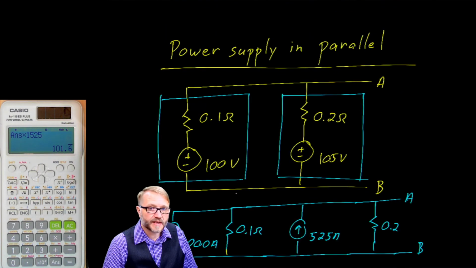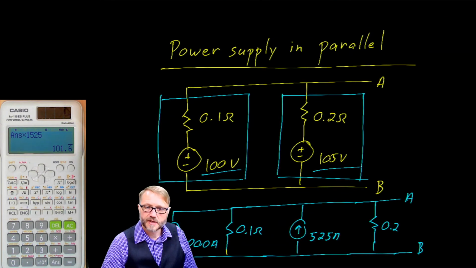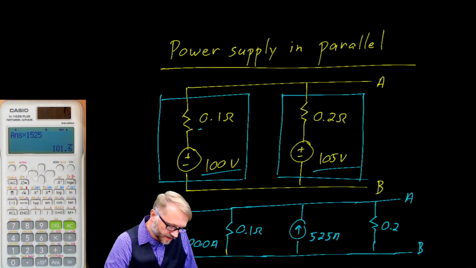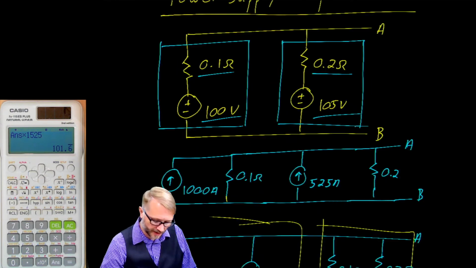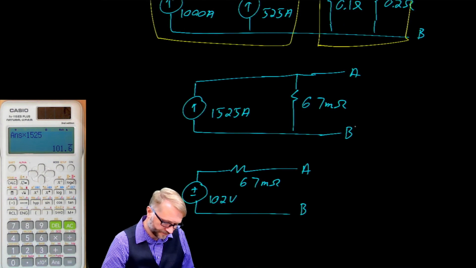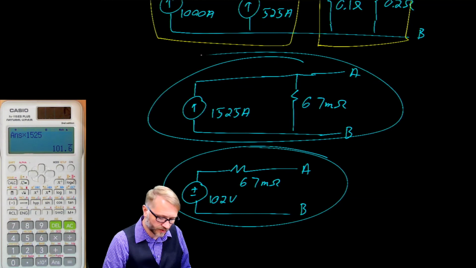So this circuit here, we started out with 100 volts and 105 volts. So it stands to reason that we should be somewhere in between those two voltages. And we are. We're at 102 volts. And the resistance, you could think of these two as in parallel with each other. So we'd expect to have a resistance that's slightly lower. And again, we do. That is our Thevenin circuit, and that is our Norton equivalent circuit.